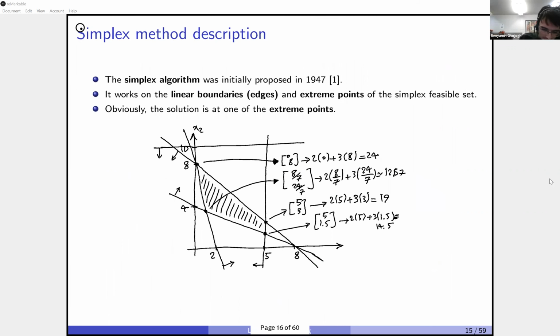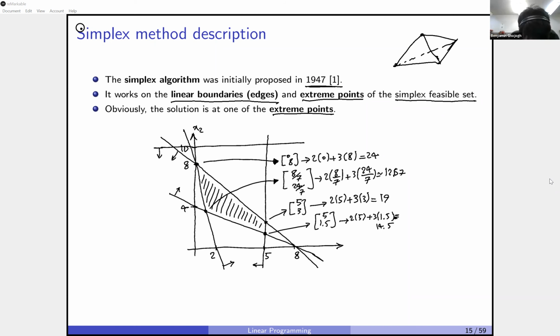So it was initially proposed in 1947, and it works on linear boundaries or edges and extreme points of the simplex feasible set. Again, the polyhedron feasible set that we discussed is also called a simplex, because this is also called a simplex in topology, right? This is a simplex, like a pyramid, something like that. Obviously, again, the edges are planar. Obviously, the solution is at one of the extreme points.